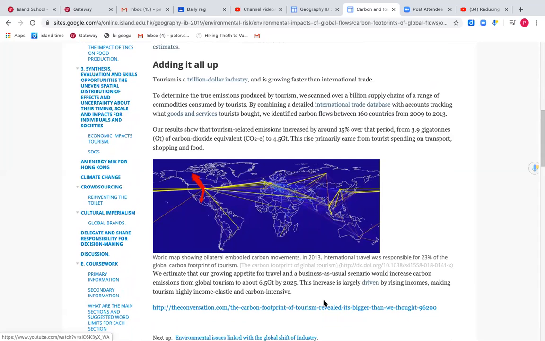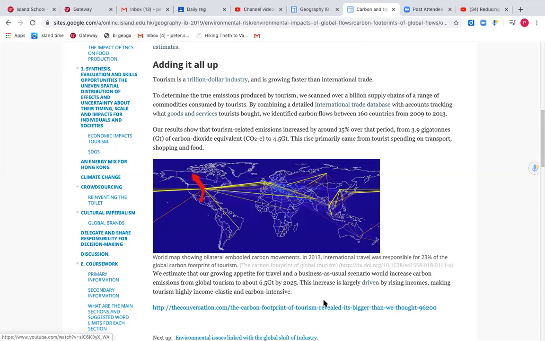So on this map here, this map shows those carbon transfers that are associated with the travel and tourism industry. And, you know, these are absolutely massive. At 8%, it's one of the major polluters of the world. Another study here, which shows how difficult it is to measure these things, and there's different ways to measure it. And this study says that tourism-related emissions increased by around 15% in the study period. That's 2009 to 2013.